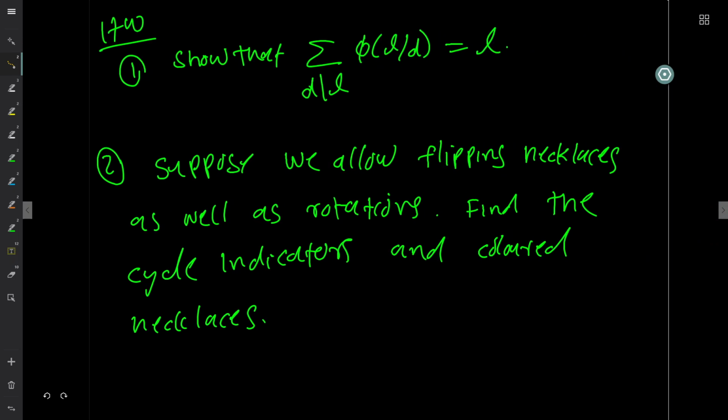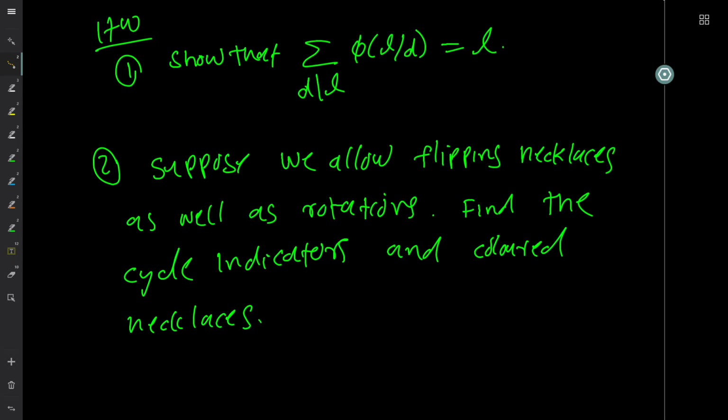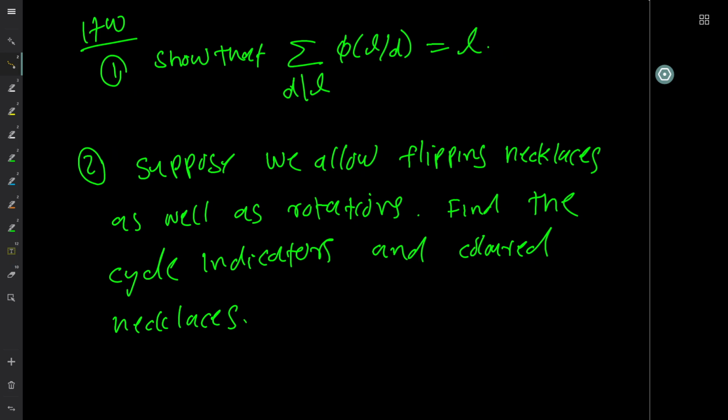And here are some homework questions. Show that the summation over all divisors D of L of phi of L by D is equal to L. The second question asks you to show that if we allow flipping of necklaces as well as rotations, that is, instead of just rotations we also allow flipping or taking mirror images, find the cycle indicators and count the colored necklaces. So try to solve this question.